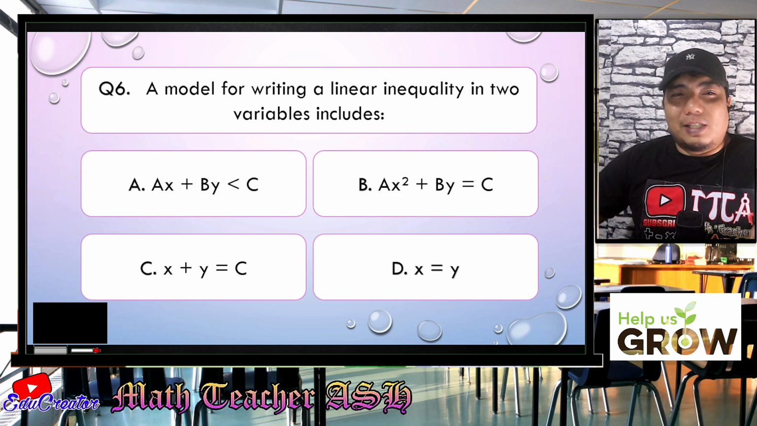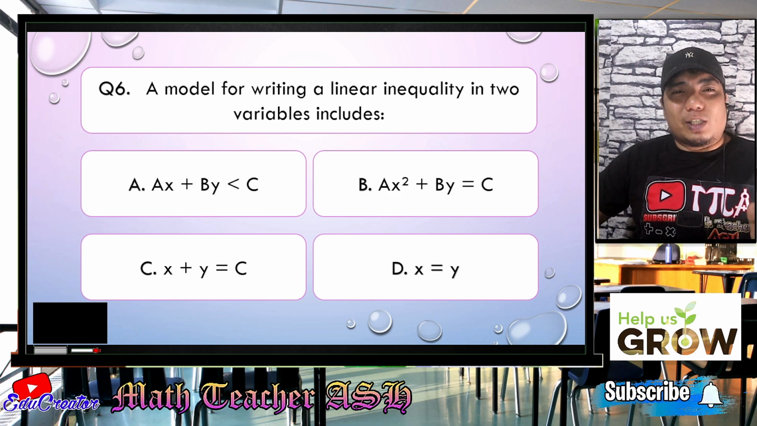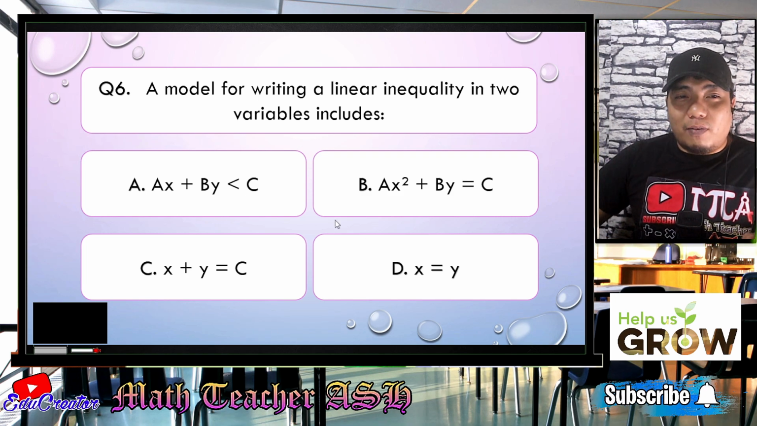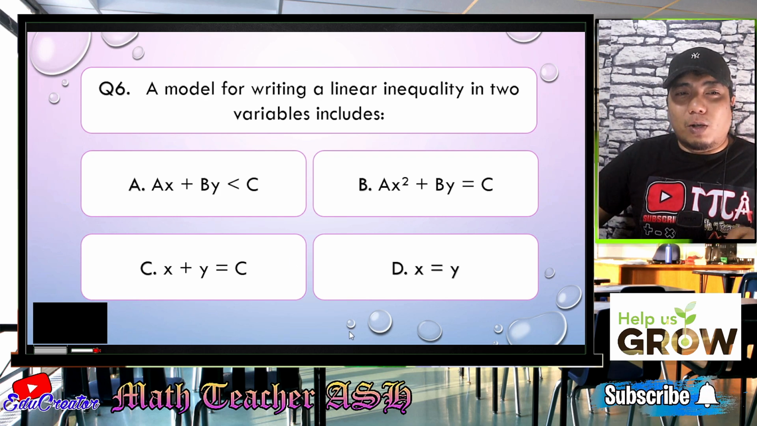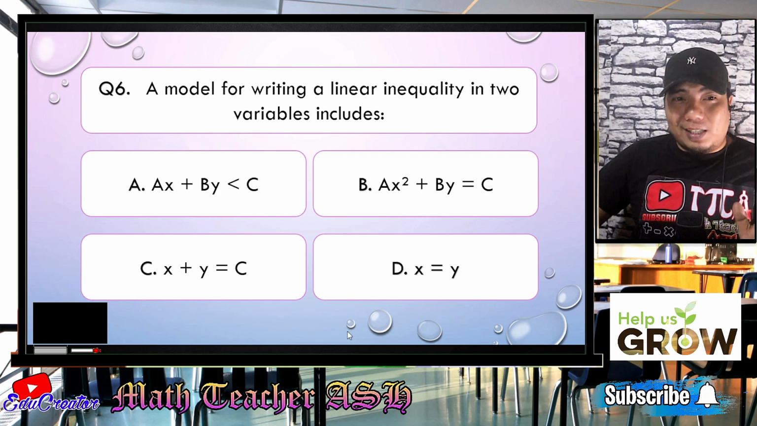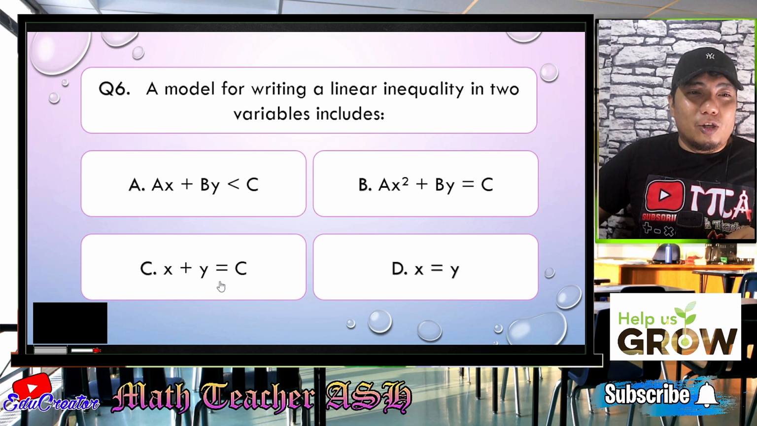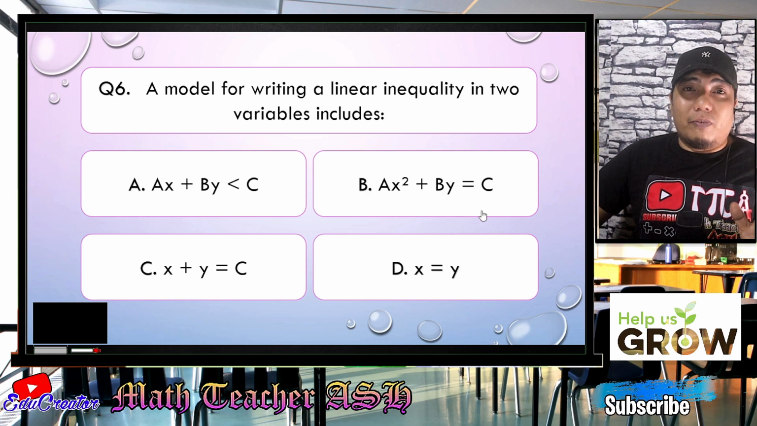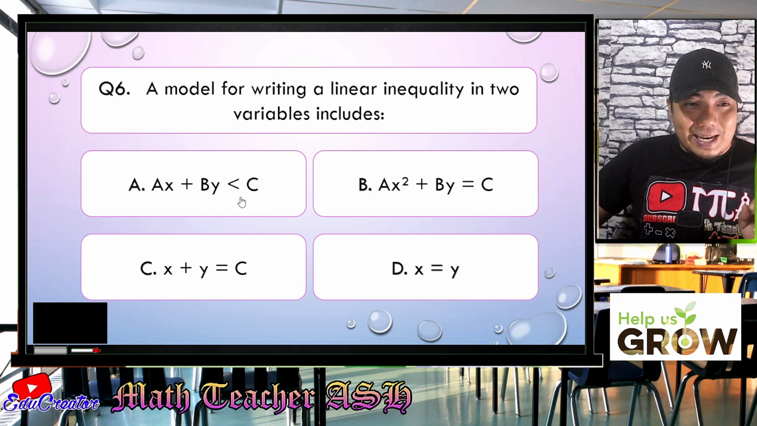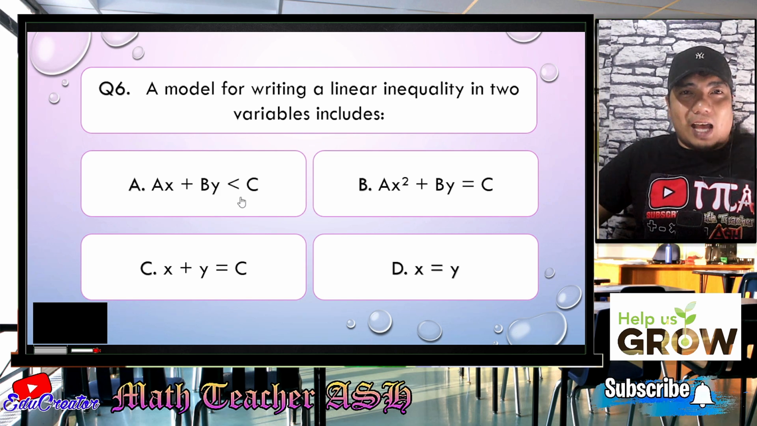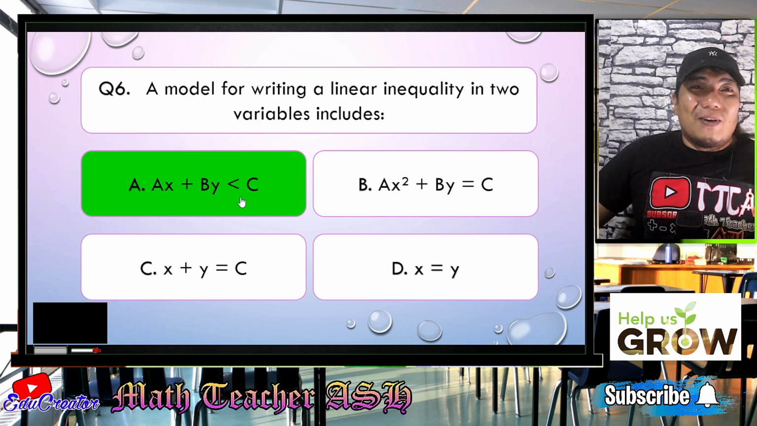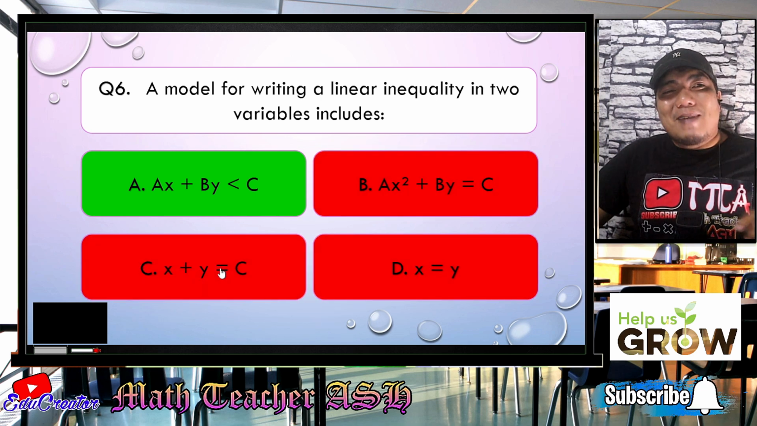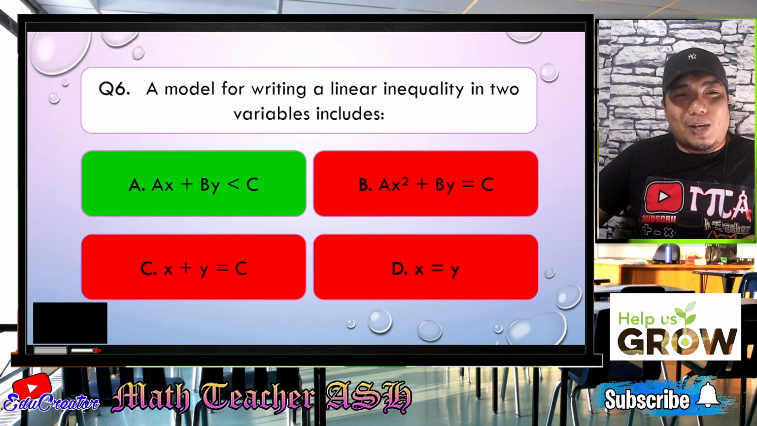Alright, math learners, this question is one of the easiest questions. Why? Because among the 4 given choices, there is only one inequality here, because the other 3 use the equal sign. So, there is only one inequality and that is letter A. So, letter A is our correct answer. Alright. I hope you got that one, my dear math learners. So now let us go to question number 7.